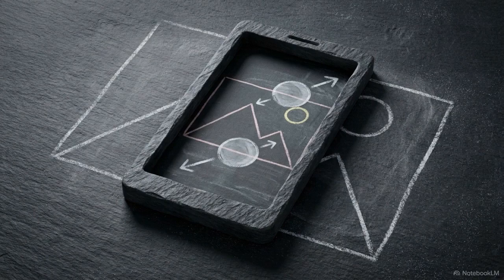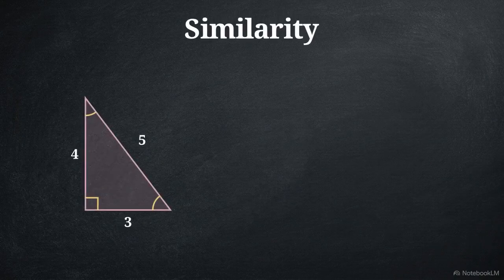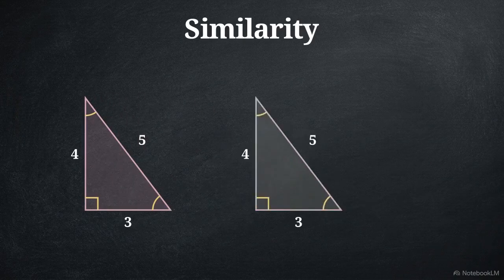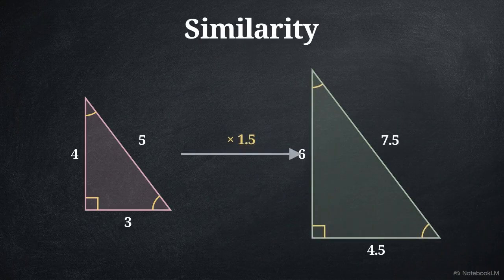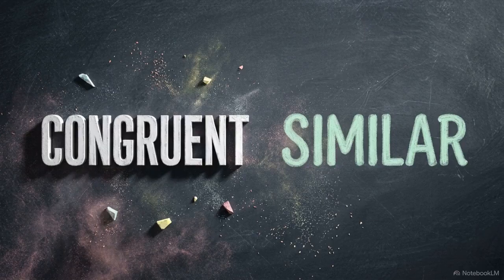When you resize a photo on your phone, the image doesn't distort because the proportions stay locked. In geometry, this relationship is called similarity. It describes shapes that are identical in form, even if they occupy a different amount of space. There is a strict distinction between shapes that are congruent and shapes that are similar.